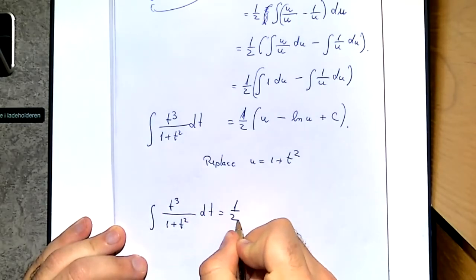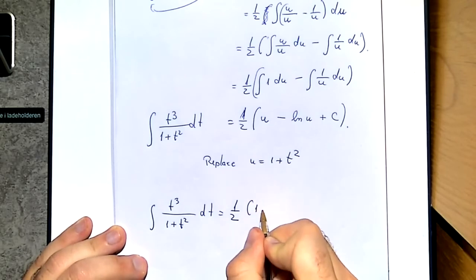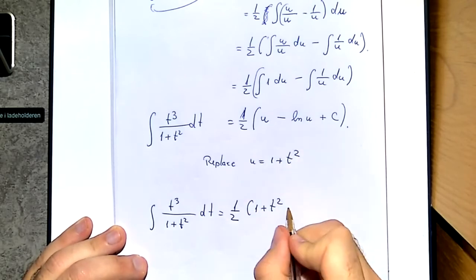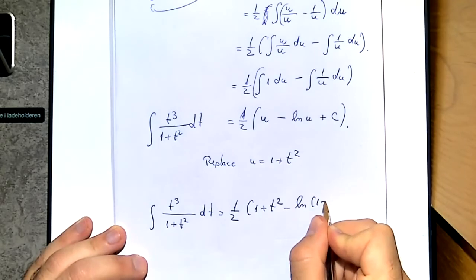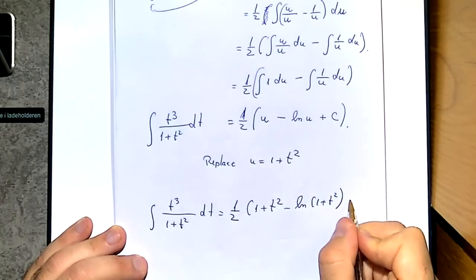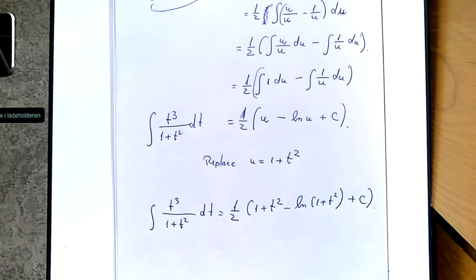It's just a half. 1 plus t squared, literally just replacing, not even thinking about it. Done. Okay, just replace my u and I'm done. Any questions on what we did right now?